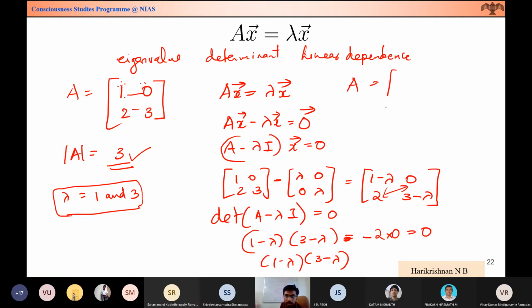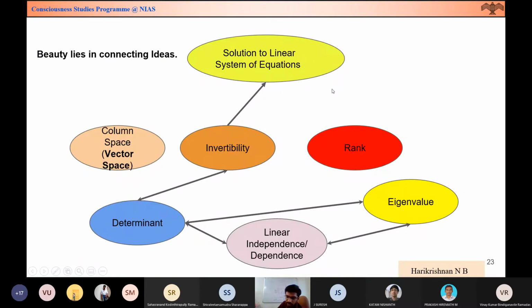A equal to 1, 1, 2, 2. Let us find out what the determinant is in this particular case. Okay, sorry.